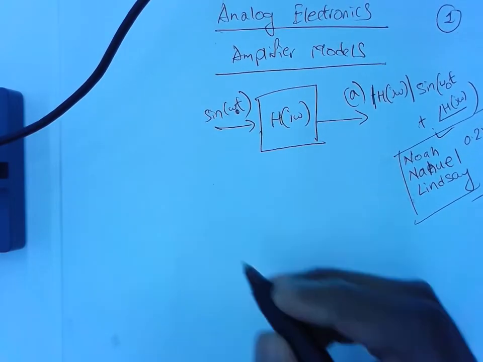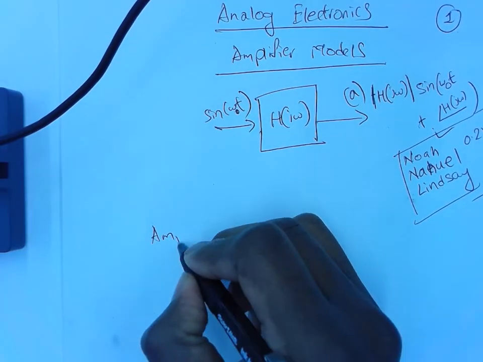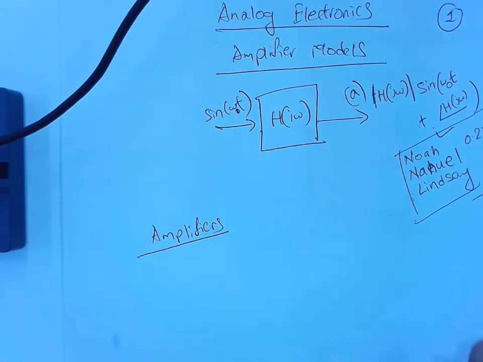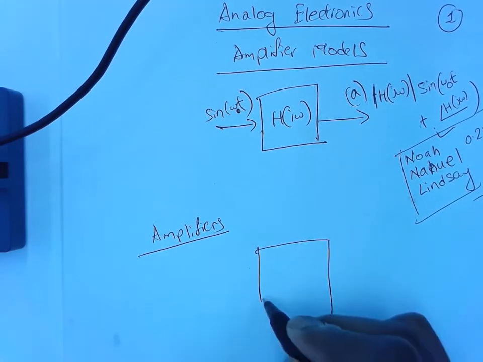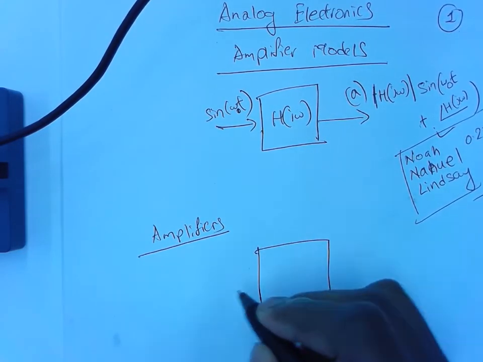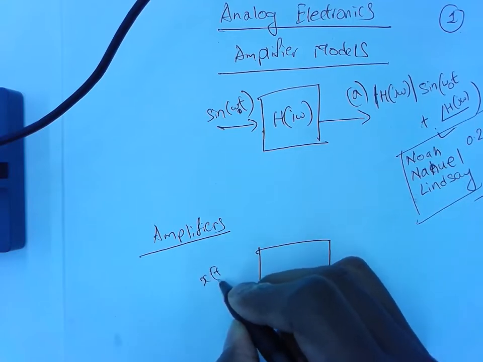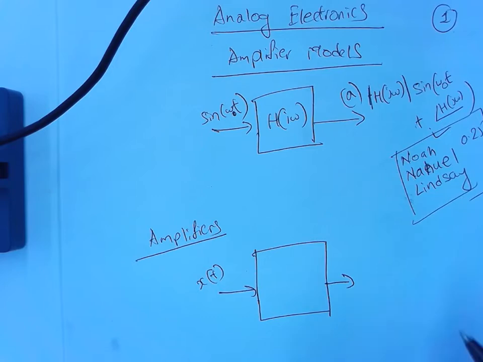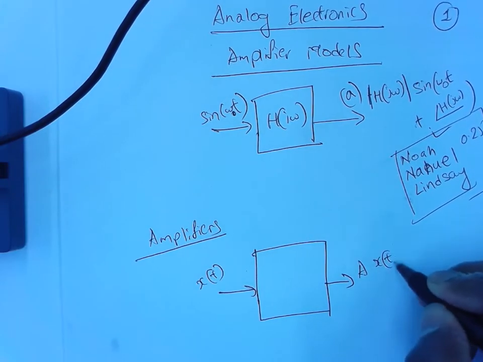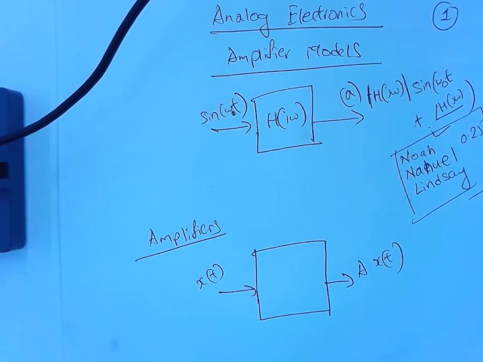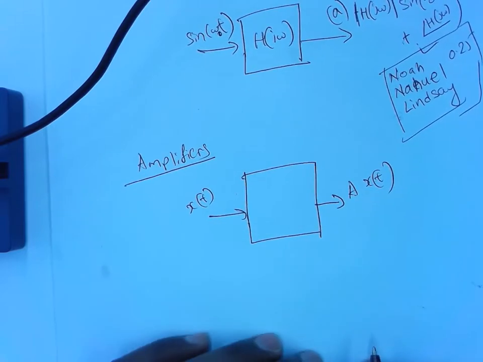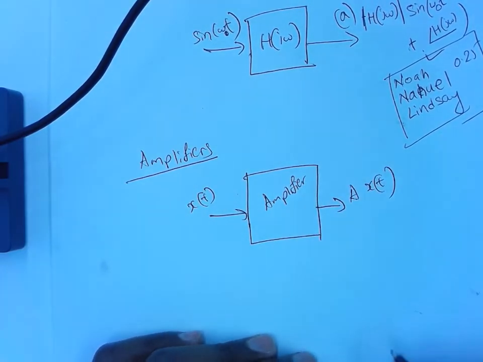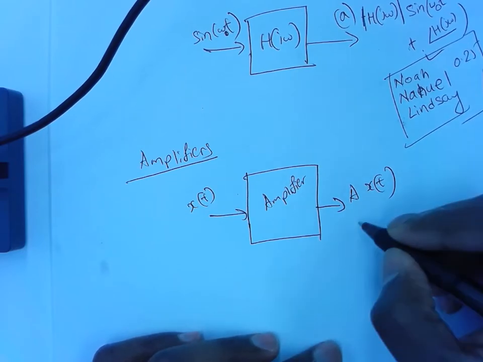So amplifiers. If I ask you the simplest definition of amplifiers, let's say my box is an amplifier. I have an input x of t. What should the output be for an amplifier? Just a scalar, a times x of t. So this is an amplifier. In the simplest way, that's the definition of my amplifier, and that's my amplification.